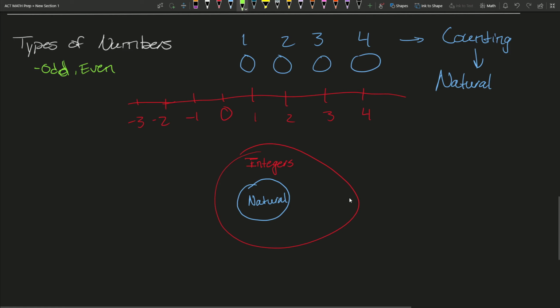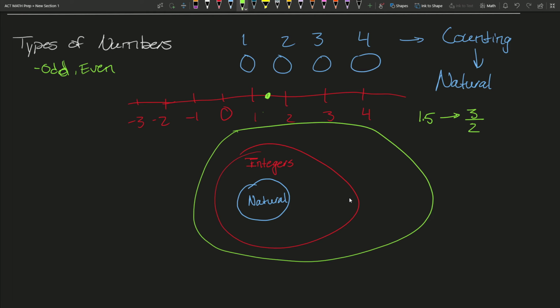And then what if we maybe landed in between somewhere? What type of number would that be? If we landed exactly halfway between 1 and 2, what number is that? It's a decimal, sure. What's another name for it? So what decimal would that be? 1.5. We could also write that as 3 halves, which is a fraction. These would be called rational numbers because it is a ratio of 2 integers, basically.